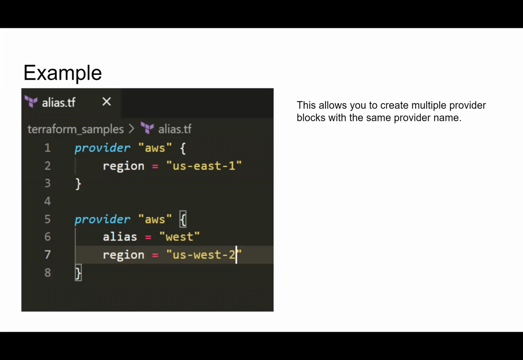Here's an example. Here we're declaring the provider AWS, and we're using US East 1, and then we're declaring another provider AWS, and we're specifying the alias West. So this will allow us to access aws.west, and that'll correspond to region US West 2 instead of using US East 1.